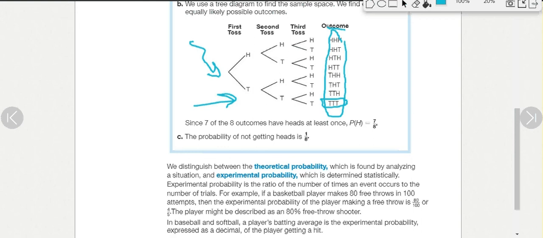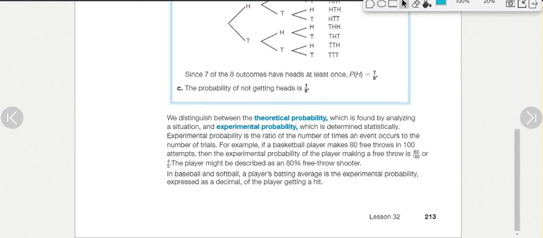Theoretical probability, I think of like what we've been doing, right? We haven't done the event yet. We're just figuring what's the chance. Experimental probability, we determine statistically by real things that have actually happened. Like in baseball, if they're a .300 hitter, that means they hit it 30% of the time or so. So I use that to determine the future.